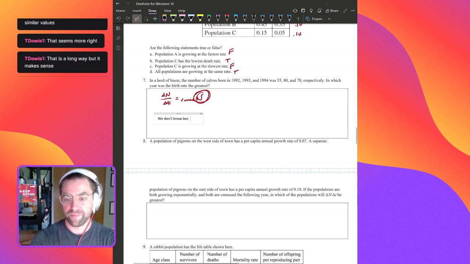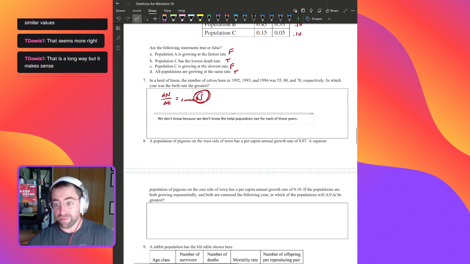We don't know because we don't know the total population size for each of those years. We also don't know the death rate.